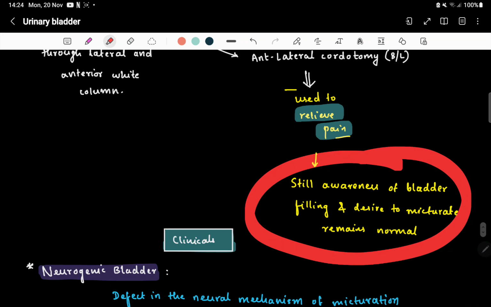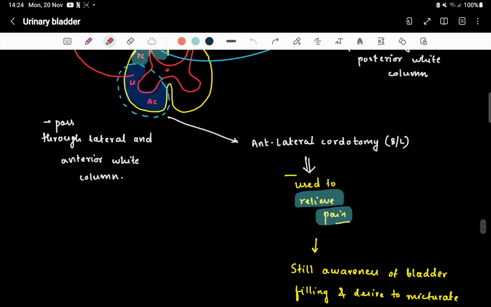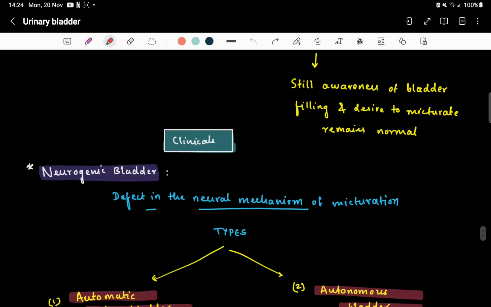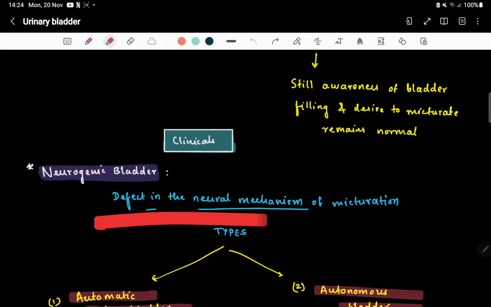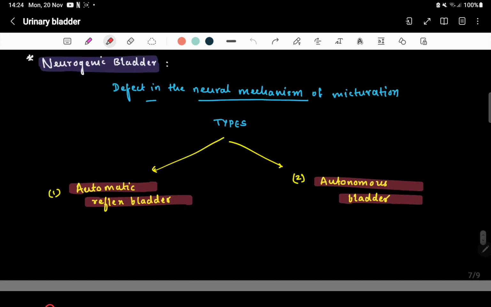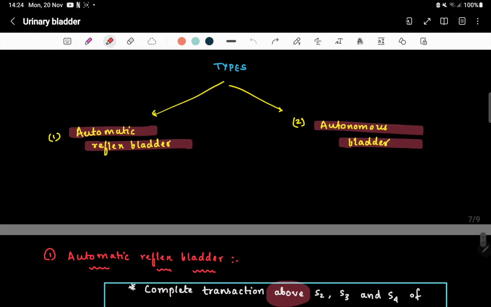So there will still be awareness of bladder filling, and the desire to micturate also remains normal, but the pain is not there. Clinicals: there is a neurogenic bladder, that is, a defect in the neural mechanism of micturition. So the automatic reflex bladder and the autonomous bladder.